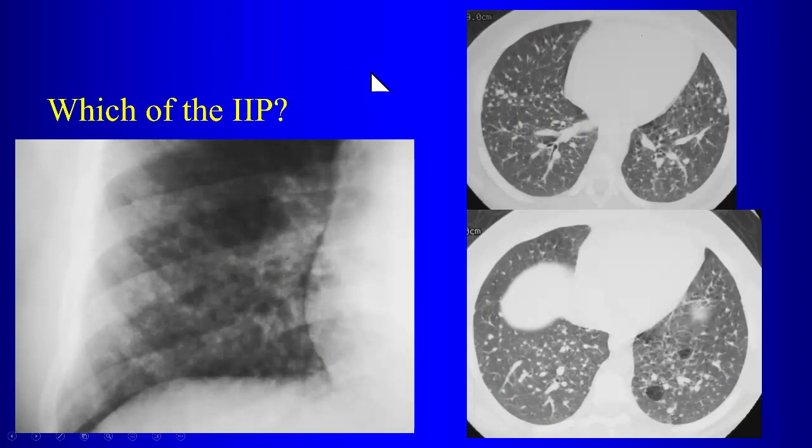Okay, the findings here on the chest radiograph, what do we have on the chest radiograph? Of course, you can cheat and look at the CT, but well, we have reticulonodular opacities on the chest radiograph. The finding on the CT, what's the finding on the CT? Is that a normal CT?